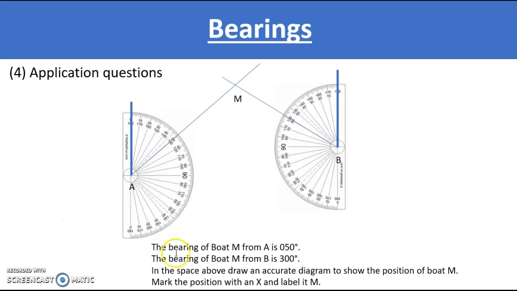Okay, the answer is as follows. The bearing of boat M from A is 50 degrees. The bearing of boat M from B is 300 degrees. In the space above, draw an accurate diagram to show the position of boat M. Mark the position of X and label M.